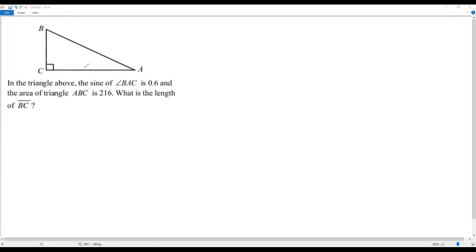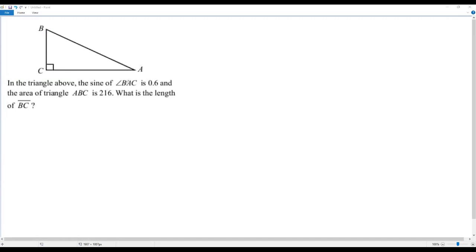Here we have a SAT math problem. Okay, let's go to the question. In the triangle above, the sine of angle BAC is 0.6 and the area of triangle ABC is 216. What is the length of the line segment BC? Okay, using the given information, we have to get the length of the side of the triangle BC over here.